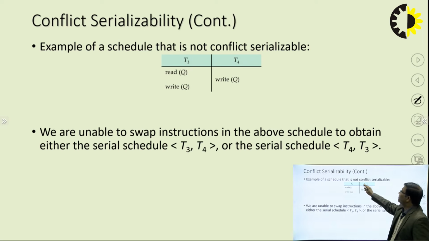This is an example that is not conflict serializable, just because of read, write and write. We are unable to swap the instructions. We cannot do this. So this is not conflict serializable.